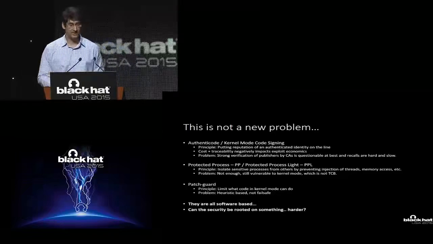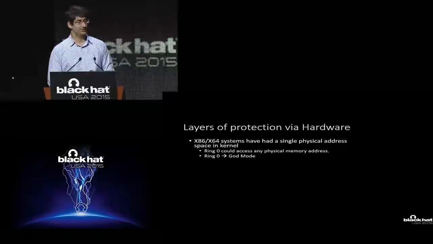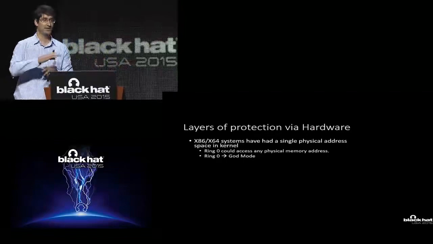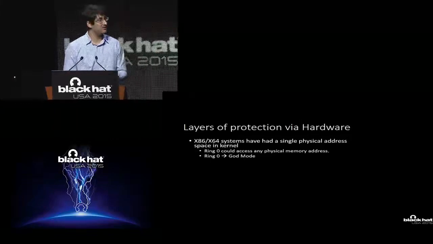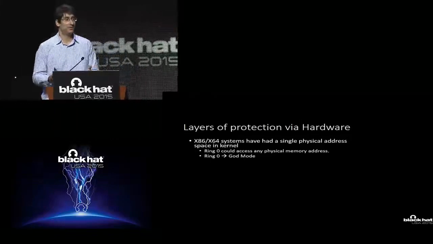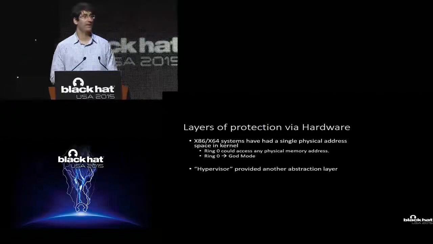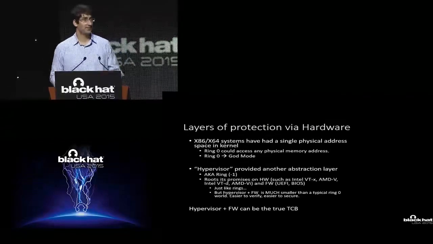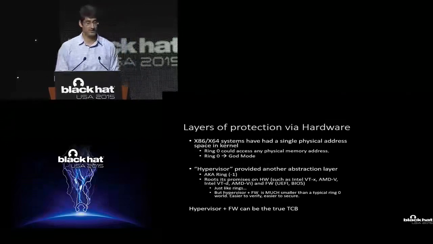Let's take a quick look at hardware. In the long distance past, x86 and x64 systems had a single address space. The kernel ran in ring 0, and ring 0 had access to the entire addressable physical address space. So if you get code execution in the kernel, it means that you have the kernel, you have God mode. With the hypervisor, we had another abstraction layer. It is similar to rings, but it is not implemented by the rings. It has nothing to do with the rings. It sits below them. Therefore, it's also known as ring -1.